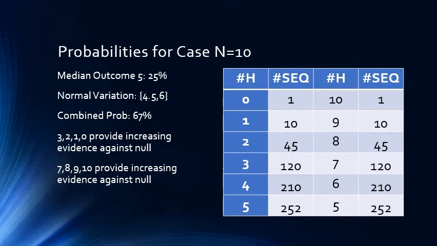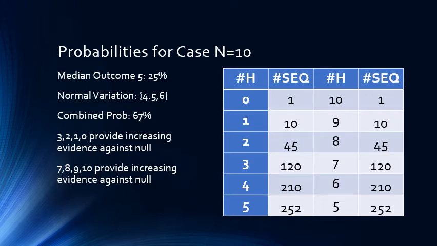Now, using these, you can calculate the range of normal variation by looking at the central values 4, 5, and 6. 5 has probability 25%, and 4 has probability 21%. So if we combine the probabilities of 4, 5, and 6, we can get up to 67%.